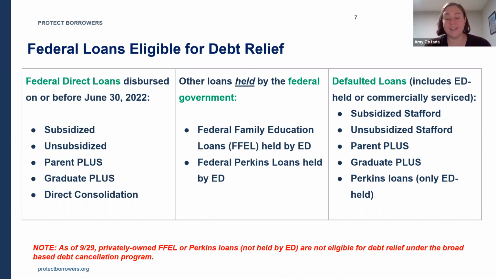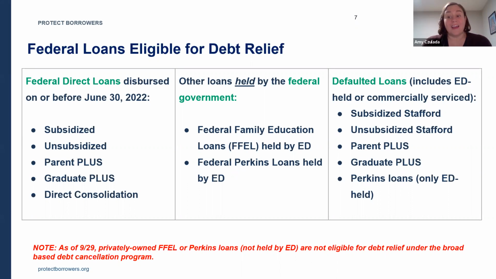Now, as you can see from the red text at the bottom of the screen, as of September 29th of last year, the administration announced that any privately owned FFEL or Perkins loans, which are not held by the Department of Education, are not eligible for relief under this broad-based cancellation program. So any borrower who consolidated their commercially held FFEL or Perkins loans prior to September 29th of last year, you're fine, but any new consolidations won't be eligible for this debt relief program.